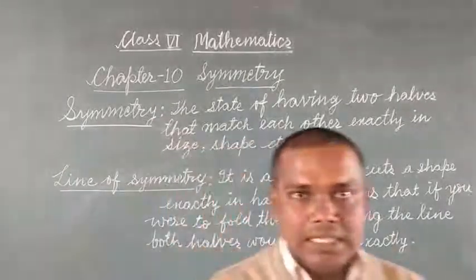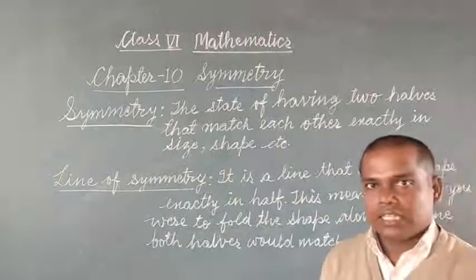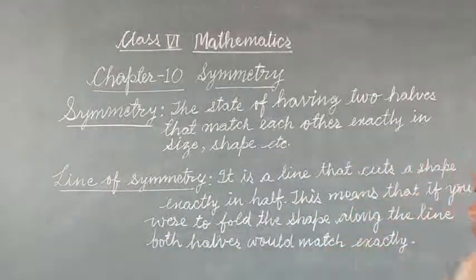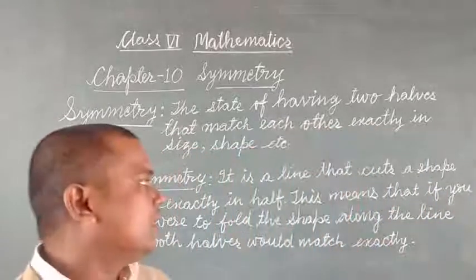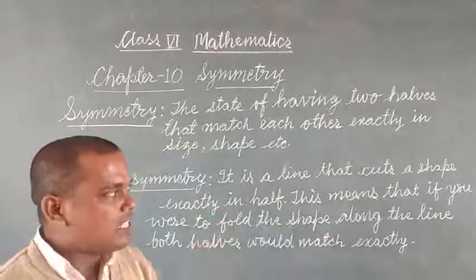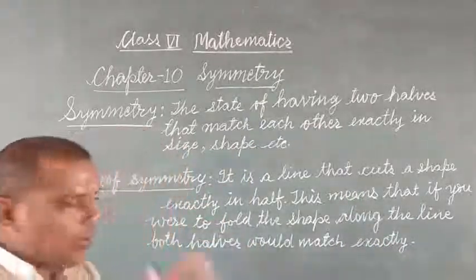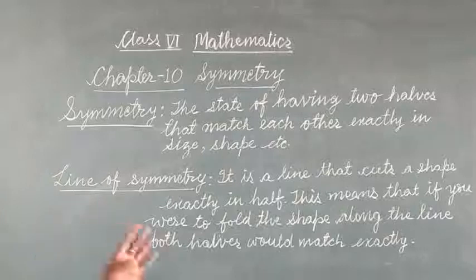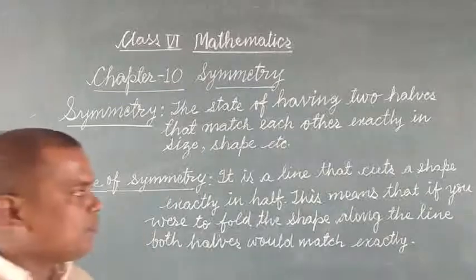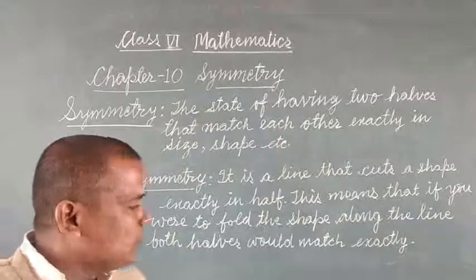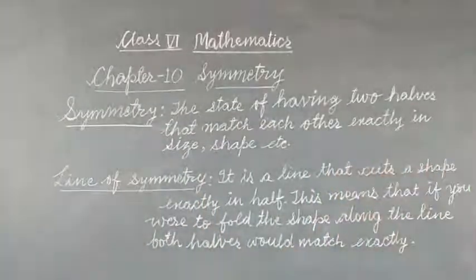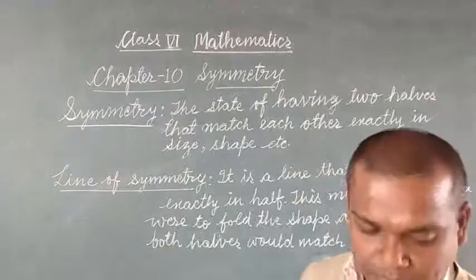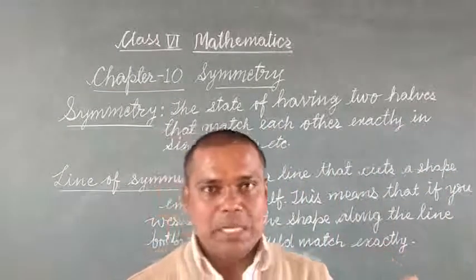It is a line. Line of symmetry is a line that cuts a shape exactly in half. This means that if you were to fold the shape along the line, both the halves exactly match each other. I am showing with an example.